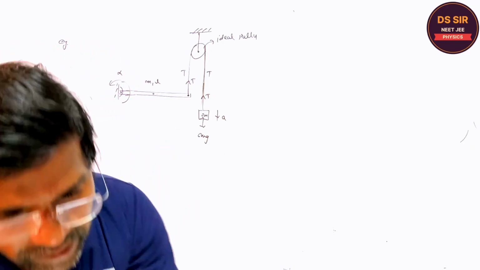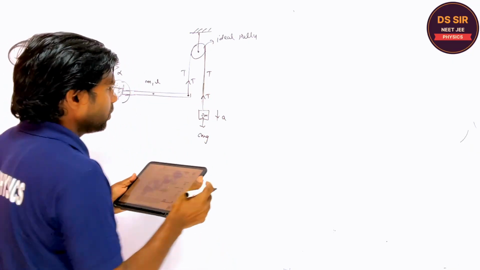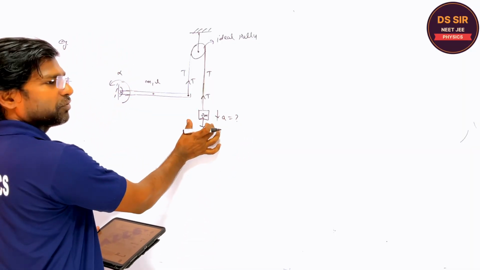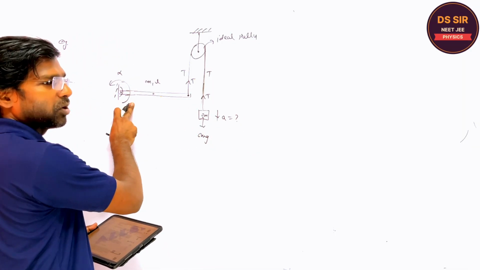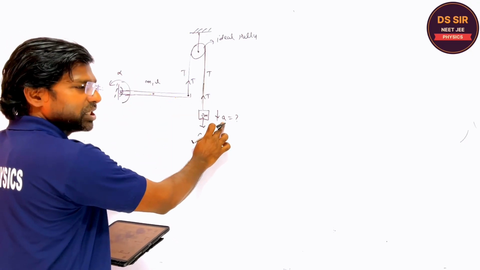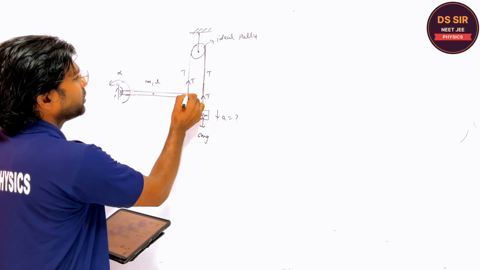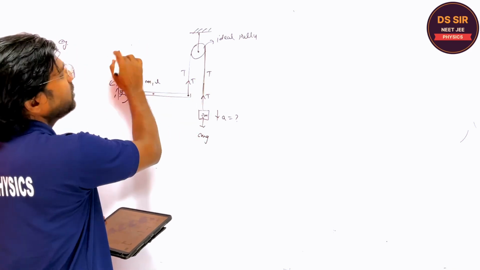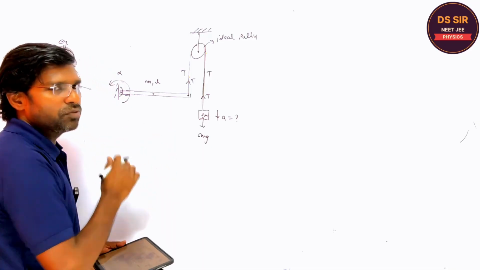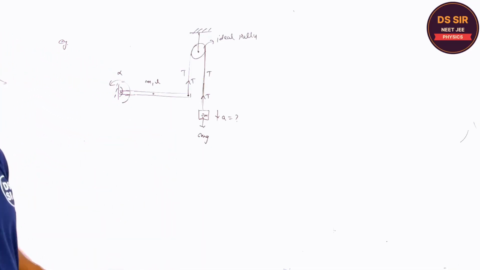So what do you have to find in this question? The acceleration of the block. Is it clear or not? One block is performing translation, the other is performing rotational motion. The angular acceleration is alpha, the linear acceleration is A. There must be some relation between A and alpha. Can you write those equations by yourself? Copy this, I will give you one.